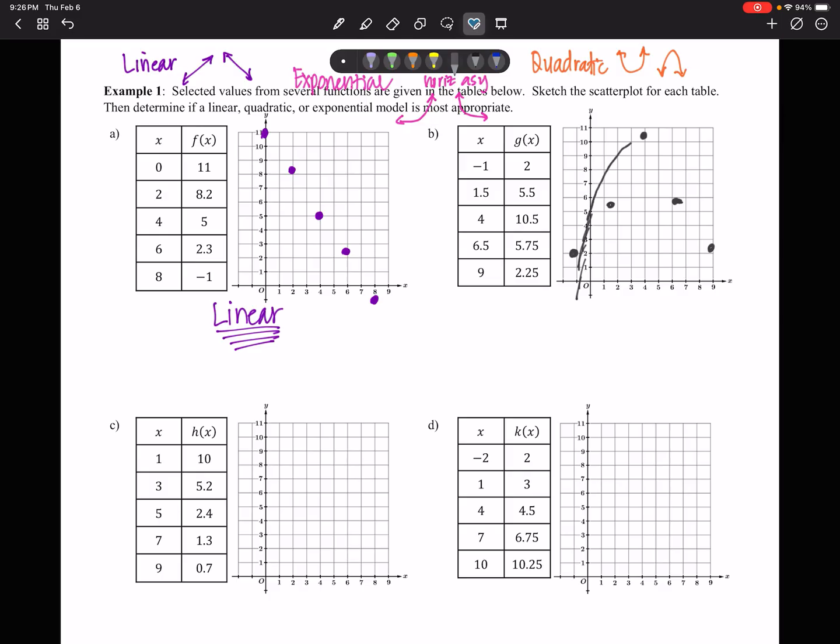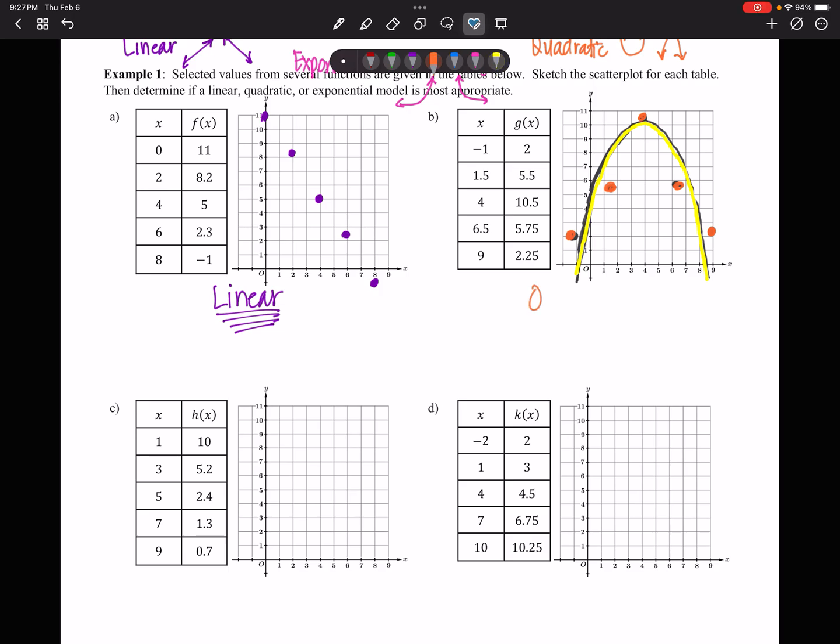Now if this is going to be quadratic, there we go, we're going to have some residual value here. Residual value is when the point, now I can use orange, when the point is far away from the actual curve. So the points are your actual data, and then the curve is the model. The curve is the model. So this one most definitely quadratic.